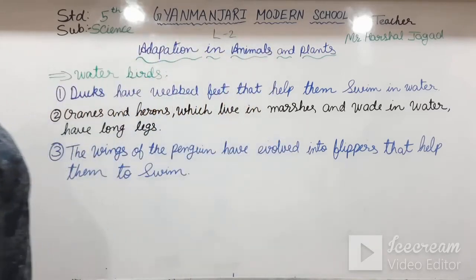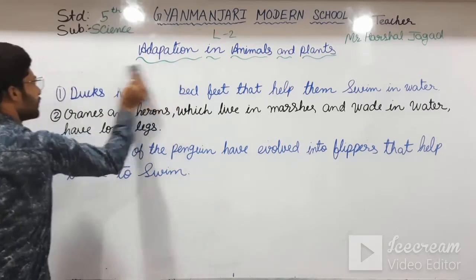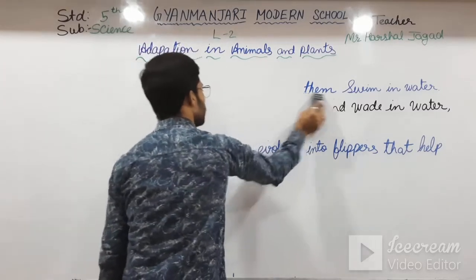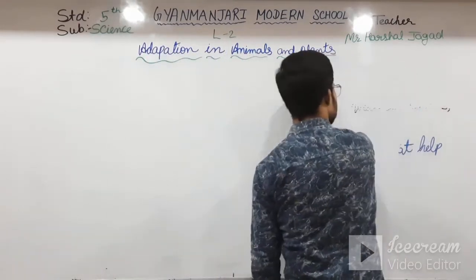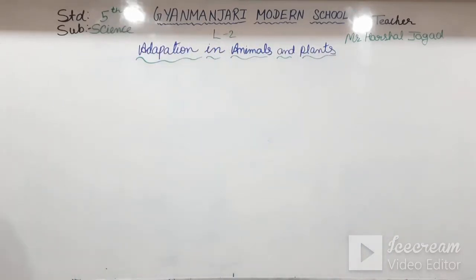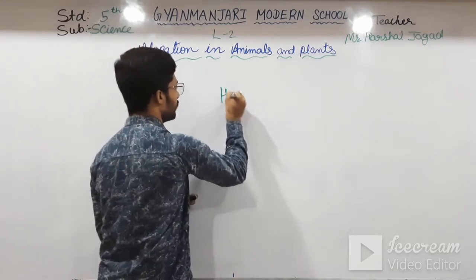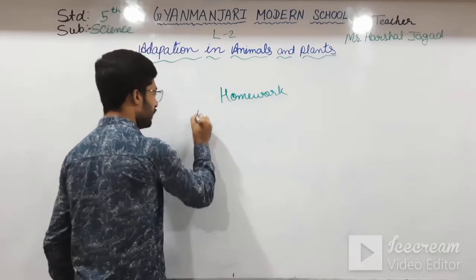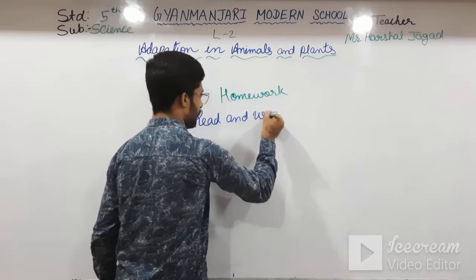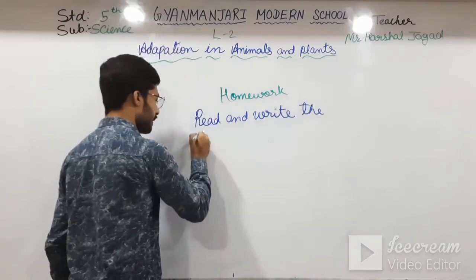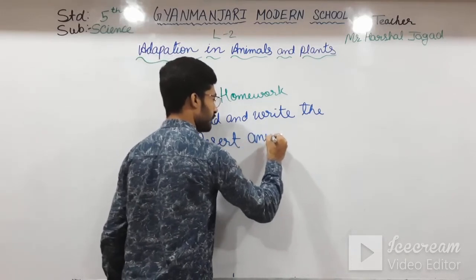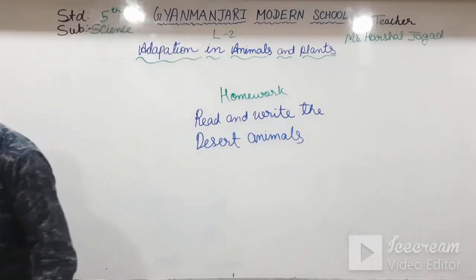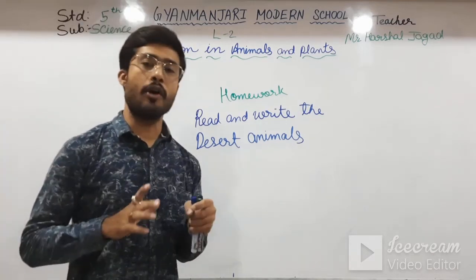Now please note down your homework. Your today's homework is you have to read and write the desert animals. Okay students, you have to read and write the desert animals in your homework book. How many points are there in these? Three points in that. These points you have to write down in your homework book.